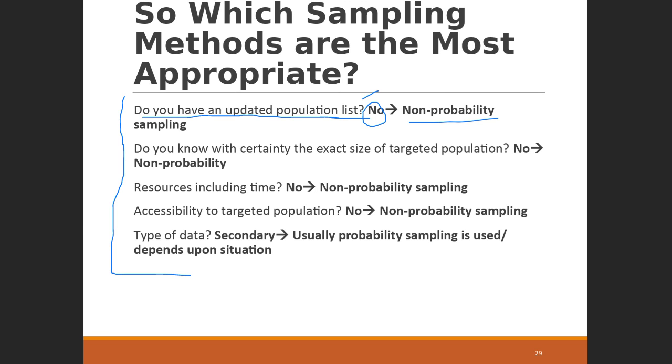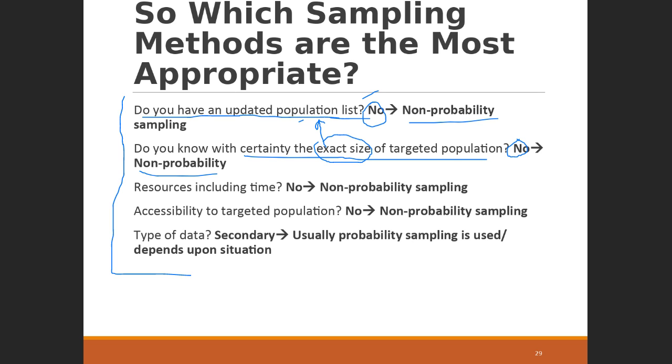Do you know with certainty the exact size of the targeted population? If the answer is no, then again you need to use non-probability sampling, because these two are linked with each other. Even if you know the exact size, you need the updated list of the population to use simple random sampling or systematic sampling.